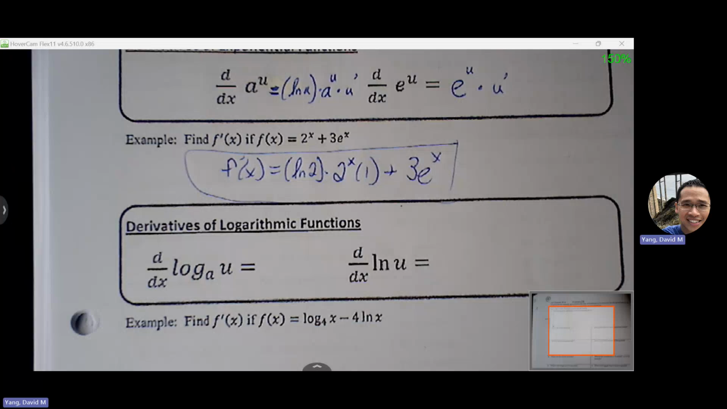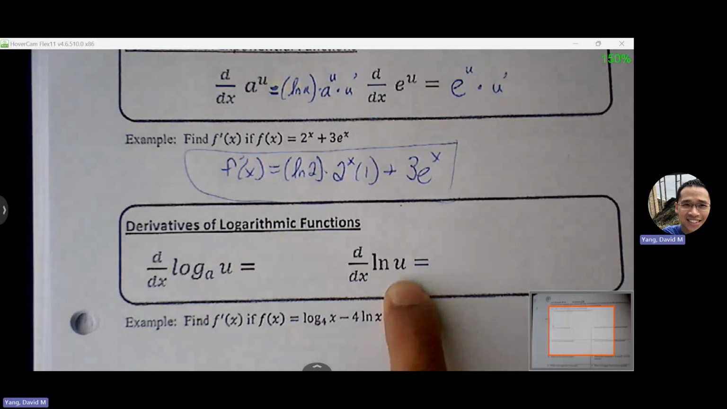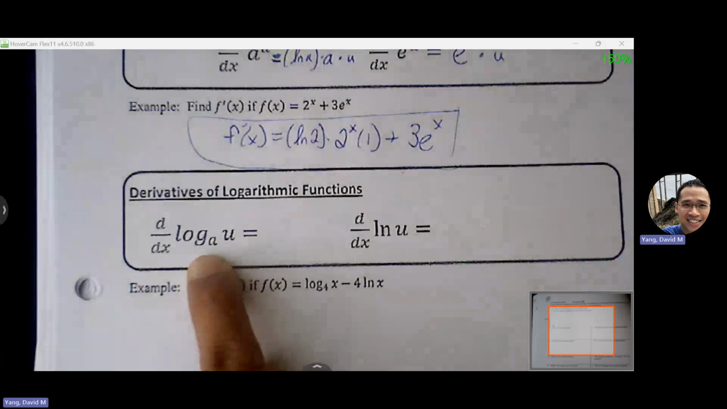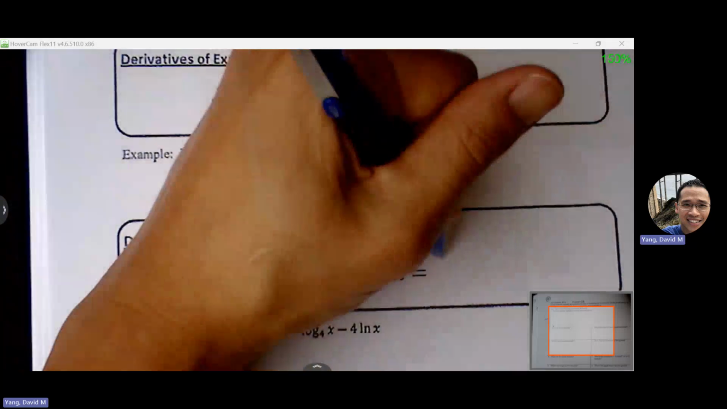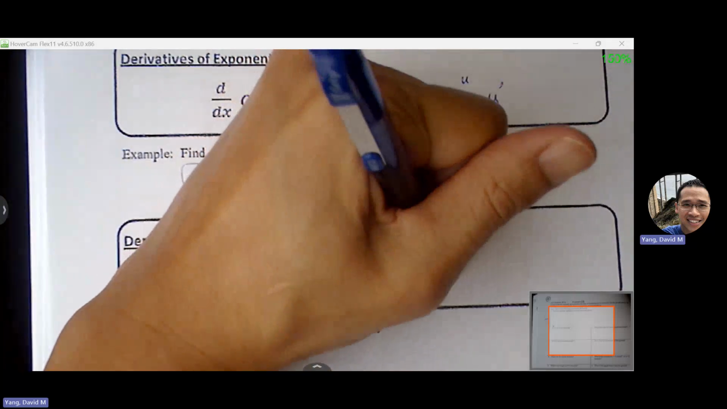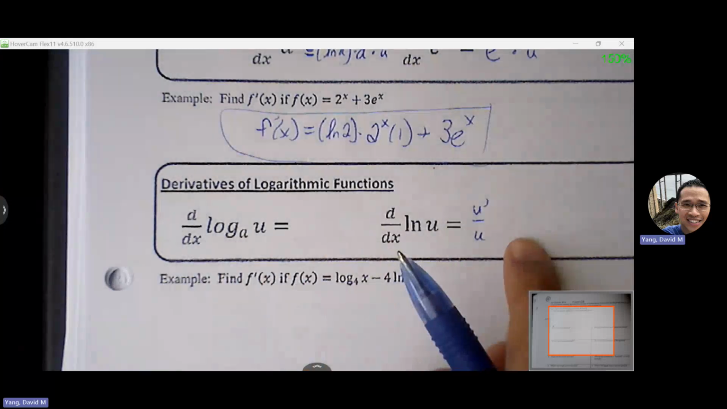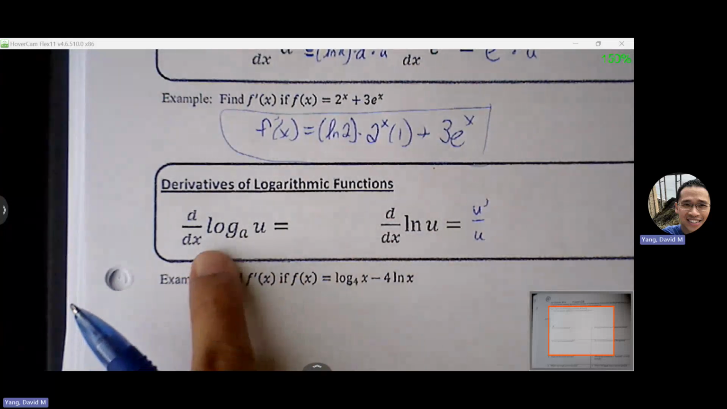Okay, next up, we have log functions. Most often, we're going to see the one that involves base e, which is natural log. But we could also find the derivative of logs of other bases, log base 2, log base 5, log base 8. They all follow that pattern for log base a. So natural log of u is just u prime over u. And log base a is also u prime over u, but because it's not base e, we need the conversion.